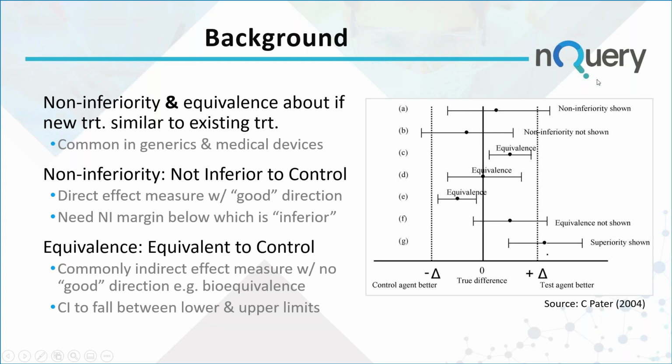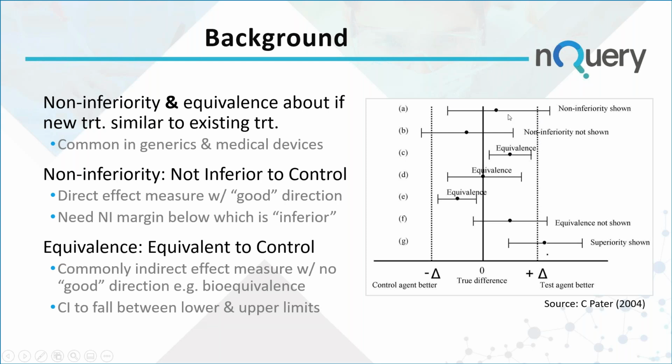Whereas for the second one, you can see that the non-inferiority confidence interval falls somewhat below the NI margin, this dotted line here on the left, and therefore we could not reject the null hypothesis of non-inferiority here. And then we see these three confidence intervals that fall between our lower and our upper limits, and in that case, we would find for equivalence.